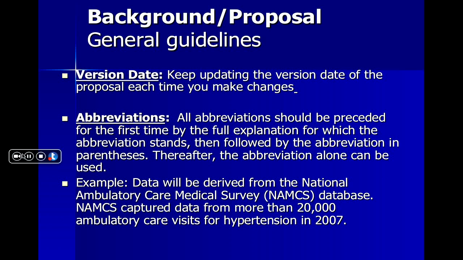General guidelines for your background and proposal. We want you to have a version date on each version and update that each time. For abbreviations, all abbreviations should be preceded by the full explanation for which the abbreviation stands first, then followed by the abbreviation in parentheses, and thereafter the abbreviation alone can be used. The example is that data will be derived from the National Ambulatory Medical Care Survey, NAMCS database. NAMCS captured data for more than 20,000 ambulatory care visits for hypertension in 2007.